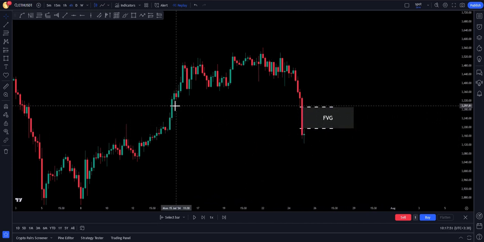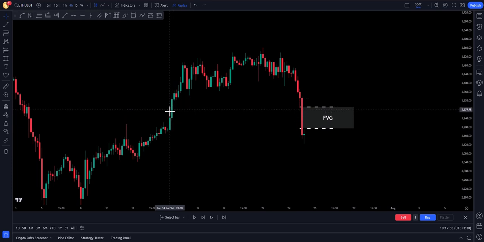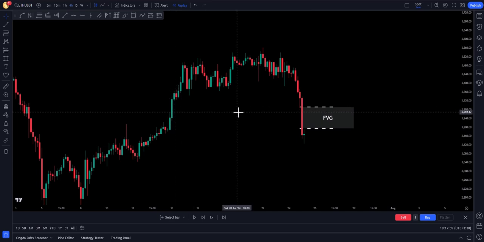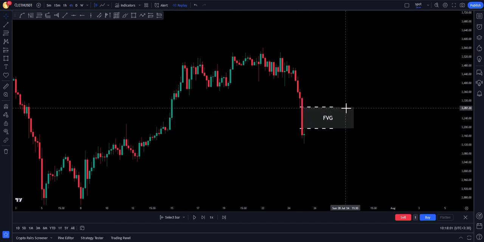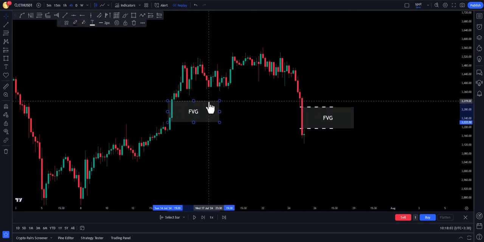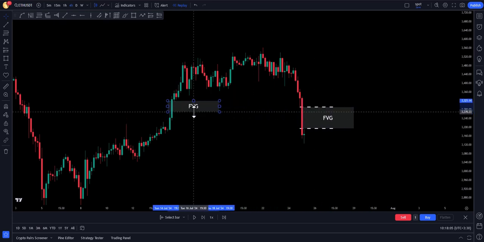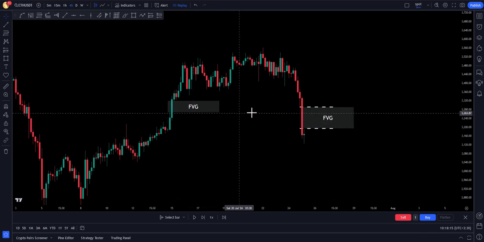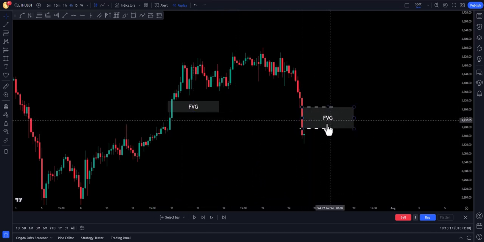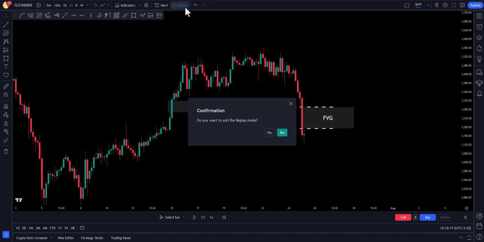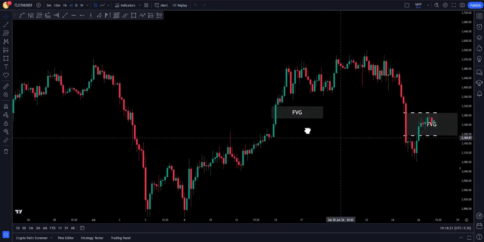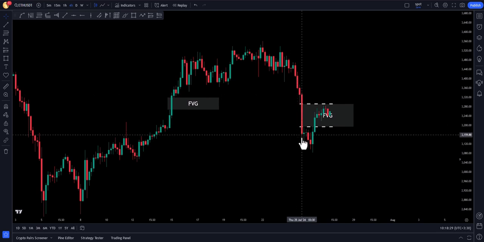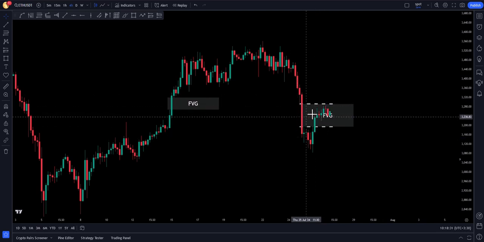Now, in this area, we have another fair value gap. You can see a momentum candle here as well. We mark the shadows of the previous and next candles, so this area becomes a fair value gap. Usually, the price will come back and react to these fair value gaps. As you can see, the price has come back up and filled this fair value gap.